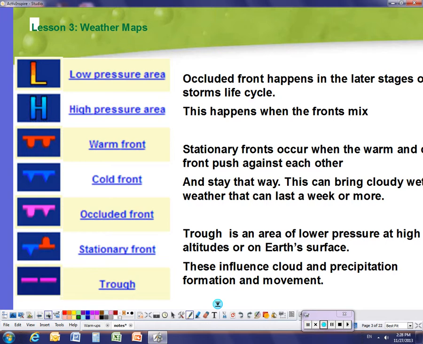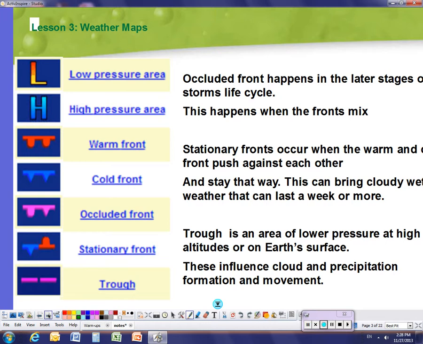But occluded front, that's the purple. Sometimes it might not be purple, sometimes they might alternate it blue and red. But it's when you have the semicircles and the triangles, because this is when they mix. And it's usually the later stages of a storm's life cycle. So you might see a warm front and a cold front meeting, and then the purple forms because it's literally them mixing.